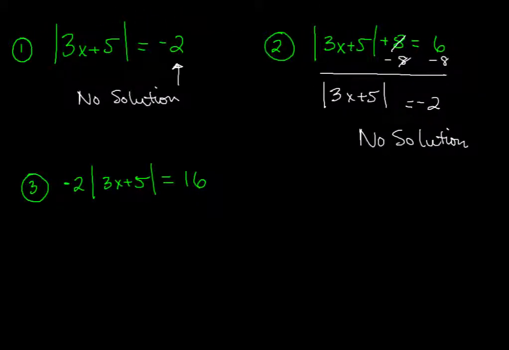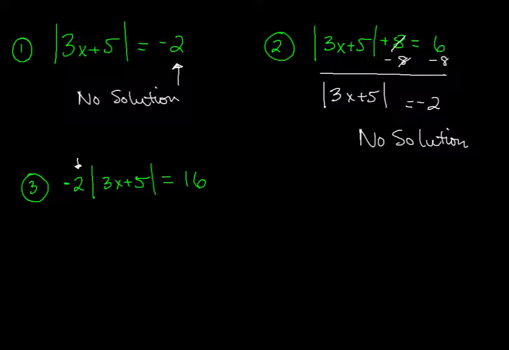Now lastly, let's take a look at example number 3. It looks like we're okay because we have 16 on the right hand side. We have the absolute value set equal to 16, but notice right here in front we have a -2. So in order to isolate the absolute value, we have to divide both sides by -2.